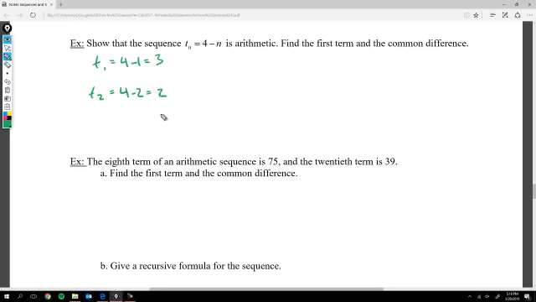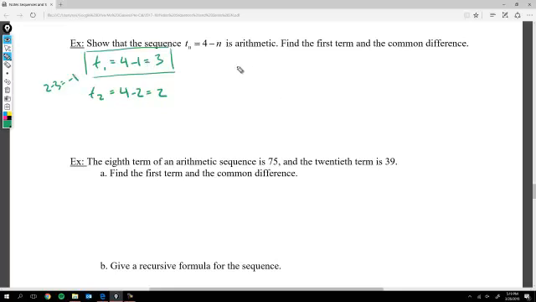The reason why I found my second term and my first term is because I should be able to subtract my first term from my second term, and if I do that, I get negative 1, because 2 minus 3 equals negative 1. So what I'm saying is that if I take any term and subtract the number that came right before it, I should always get negative 1.